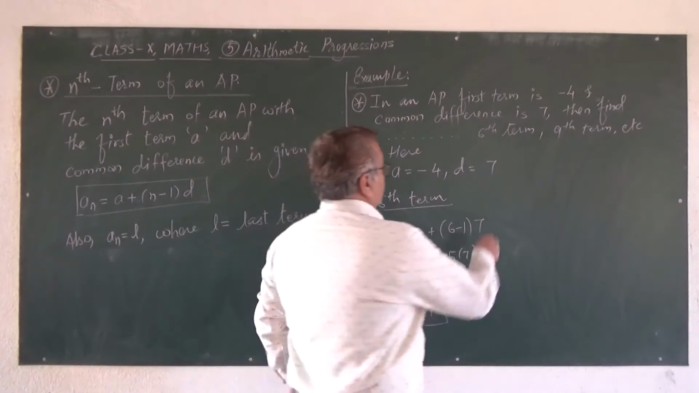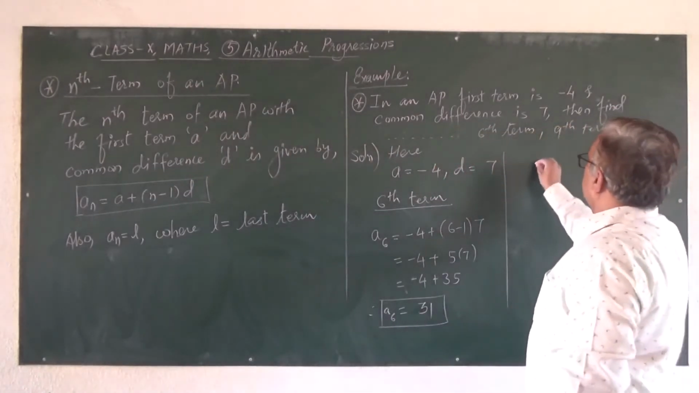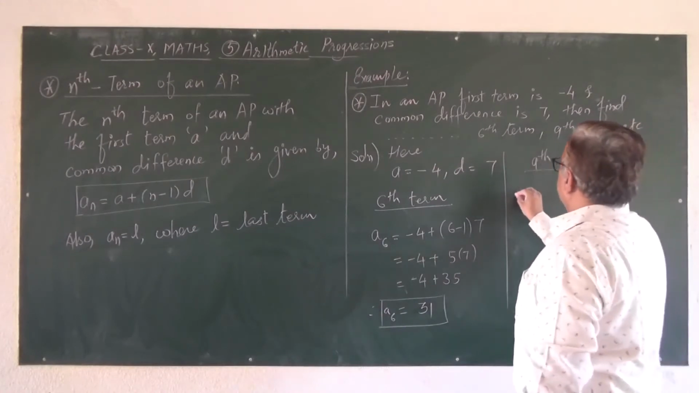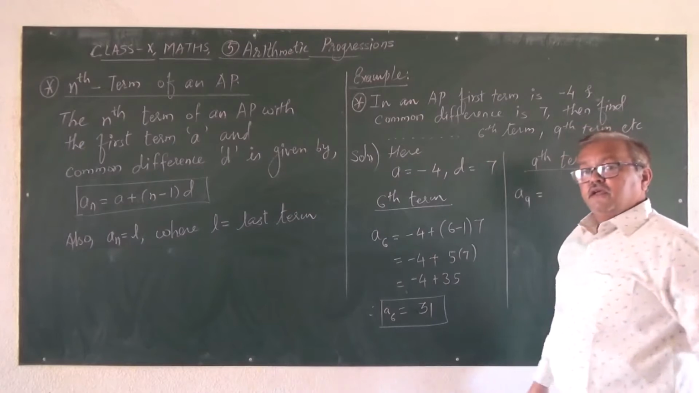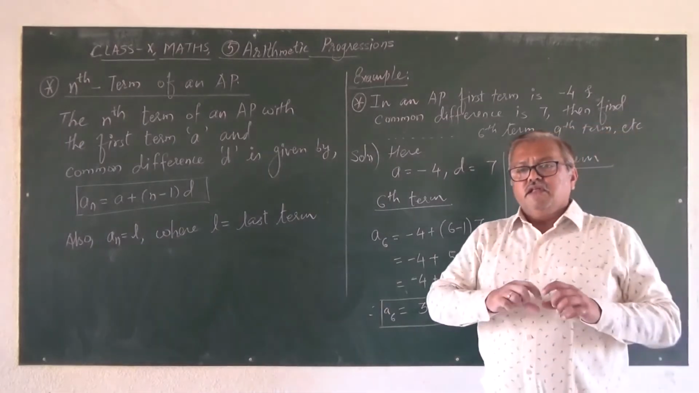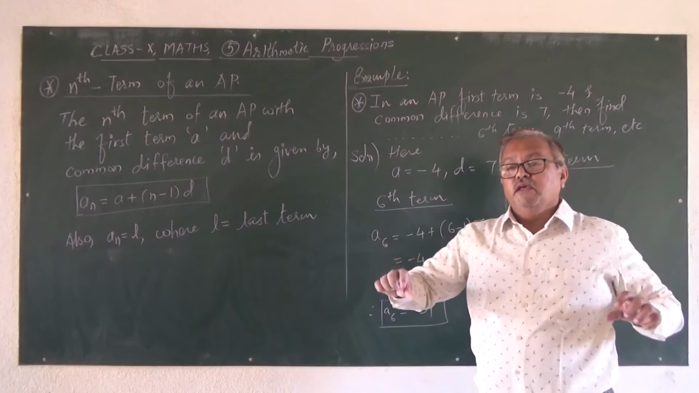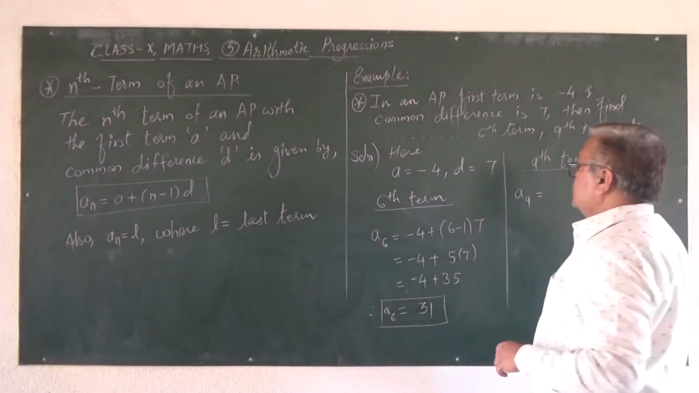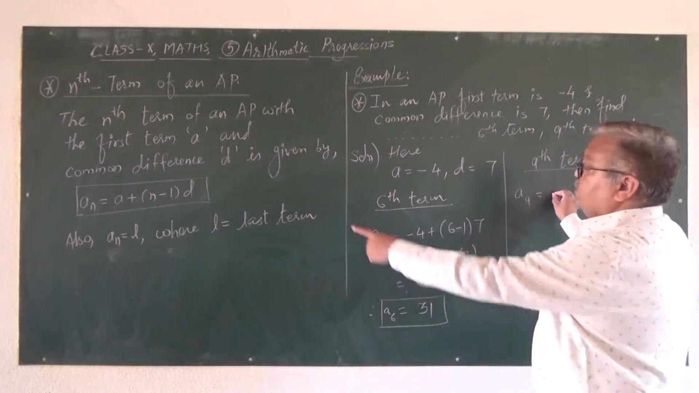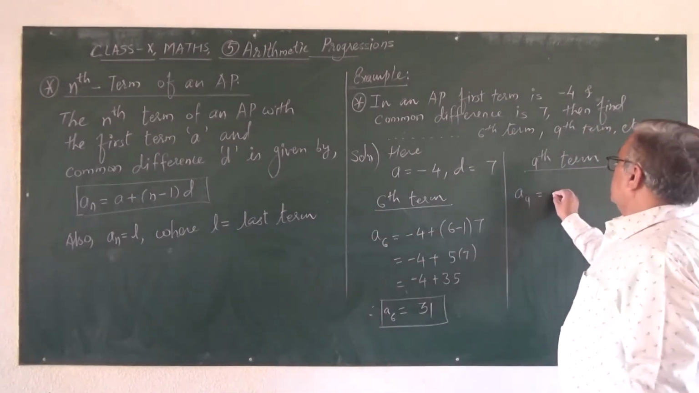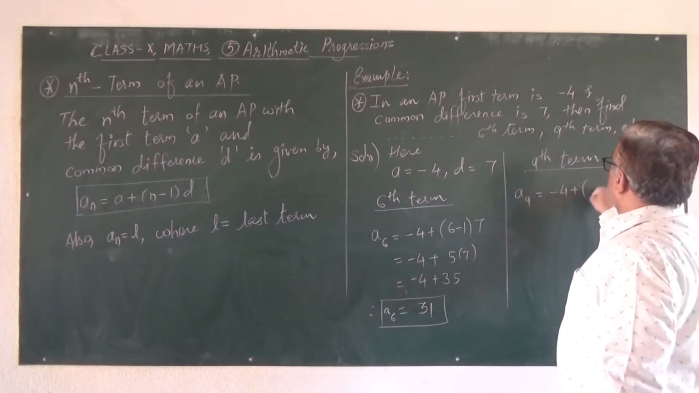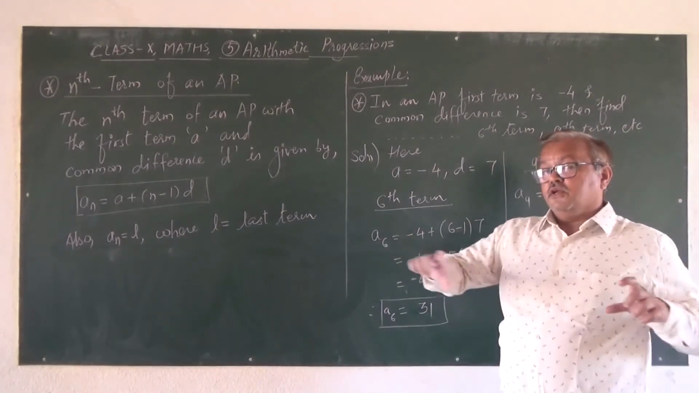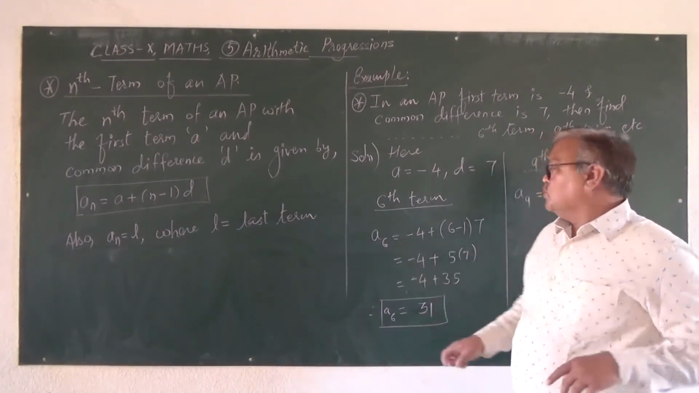Let us see one more. We want to calculate the 9th term now. How will we calculate? In the same manner, a9. What is the meaning of the 9th term? For us there are 9 terms in an AP, so the 9th term will be the last term. The formula is a plus n minus 1 into d. So a is minus 4. There are 9 terms, a1, a2, a3, up to 9, so n is 9.